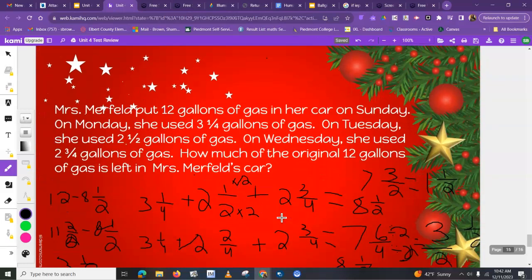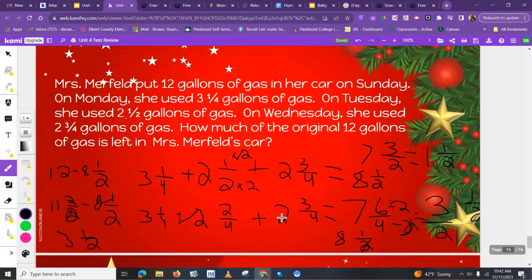And then this one says Ms. Murfield put 12 gallons of gas in her car on Sunday. On Monday, she used 3 1/4 gallons of gas. On Tuesday, she used 2 1/2 gallons of gas. On Wednesday, she used 2 3/4 gallons of gas. How much of the original 12 gallons of gas is left in Ms. Murfield's car? So it actually was the original 12. So I'm going to add all of these: the 3 1/4, the 2 1/2, and the 2 3/4.